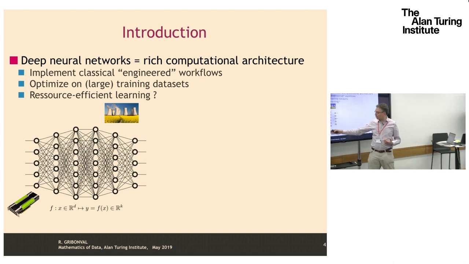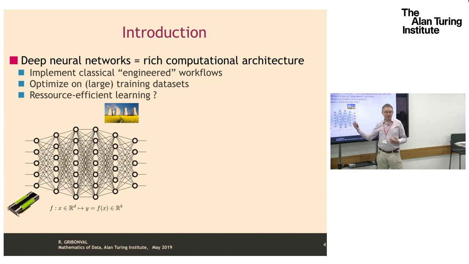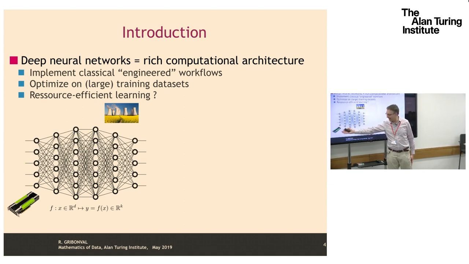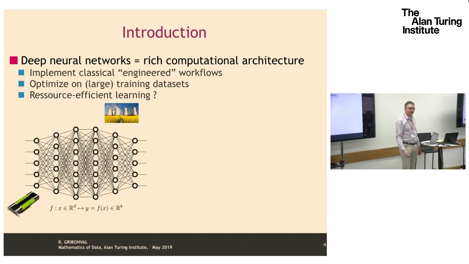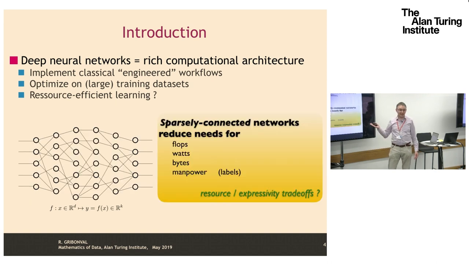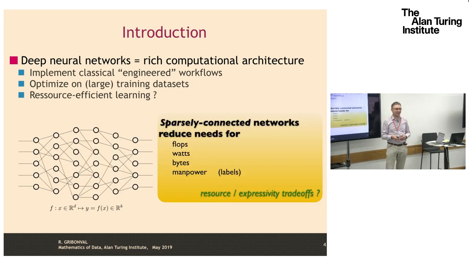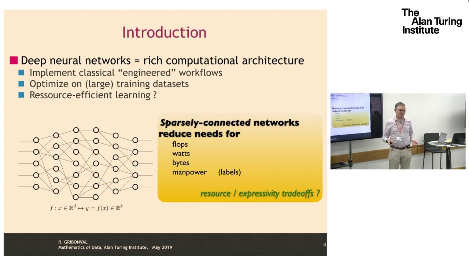Because currently, these networks which implement some complex functions rely on heavy and costly hardware and a lot of energy. Can we hope to reduce the resources needed to work with them while preserving as much as possible their efficiency? And the idea advocated in this talk is thinking of sparse networks. And so why sparsity?